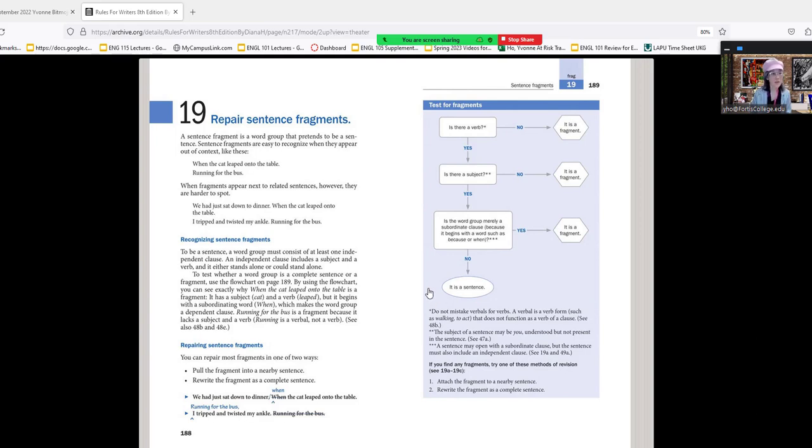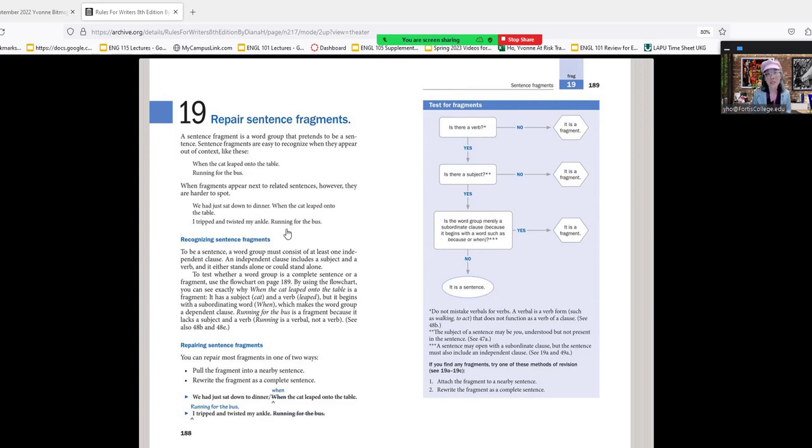And so in all of this, when you have a sentence fragment, it means that you don't have a complete thought. So if I say, when the cat leaped onto the table, is that a complete thought? No. And so that's a sentence fragment. Running for the bus, is that a complete thought? No. So that's a sentence fragment. We had just sat down to dinner. Okay, that's a complete thought. When the cat leaped onto the table, that is not a complete thought. I tripped and twisted my ankle, that's a complete thought. Running for the bus is not a complete thought.